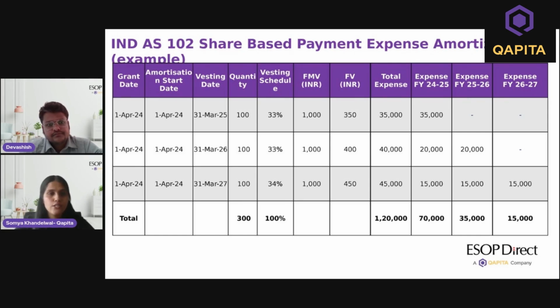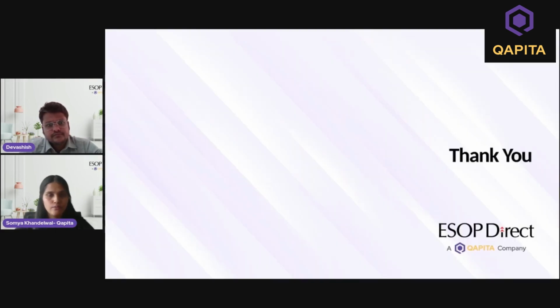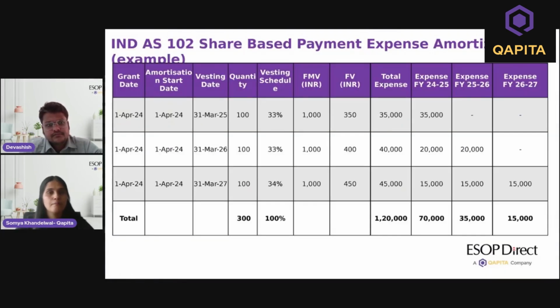Let's say the grant date is 1st of April 2024. Sorry, yeah. The vesting period is 3 years. The first vesting occurs on 31st March 2025. The next vestings occur on 31st March 2026 and 31st March 2027. In each year, 100 options are vested: 100 options in year 1, 100 in year 2, and 100 in year 3. The vesting schedule, as I mentioned, is equated. For the purpose of simplicity, let's assume the fair market value is 1,000 each year.